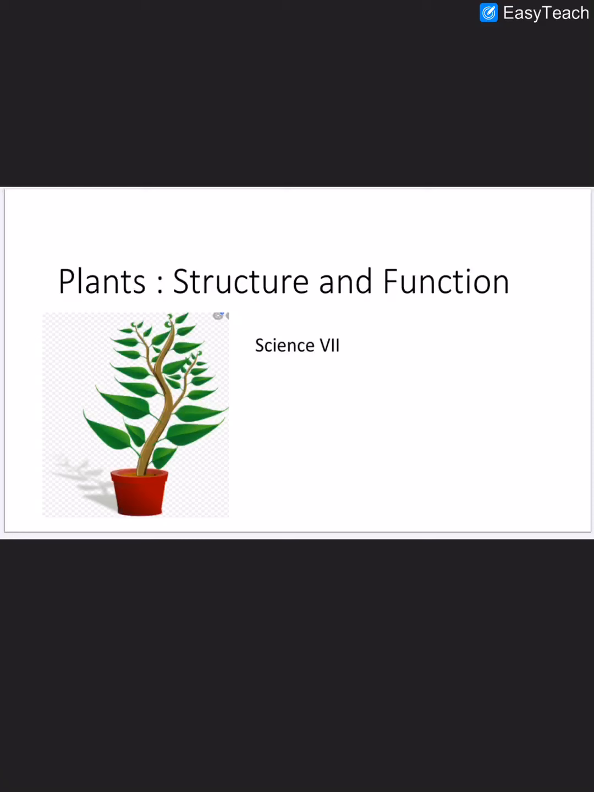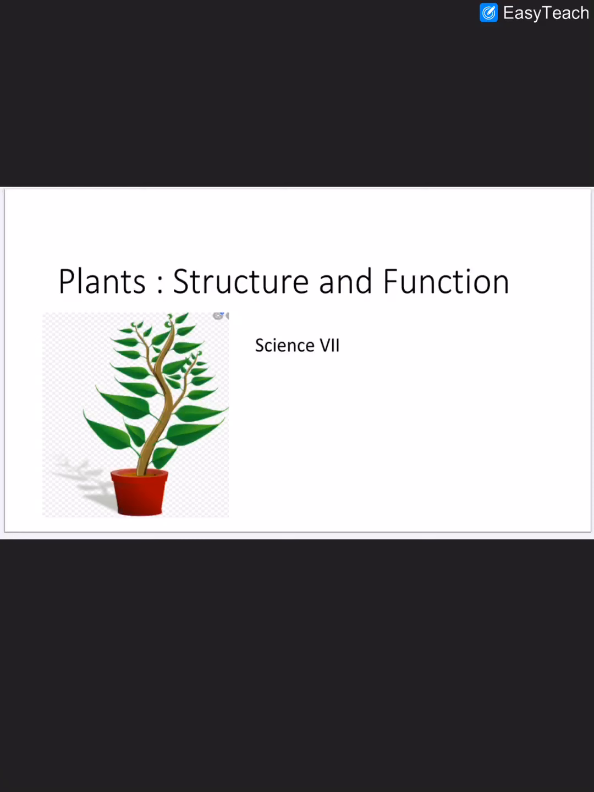So 7th standard science, we are going to discuss chapter 2. Chapter name is plant structure and function. As the name indicates, we are going to discuss plant structure and what the functions of different parts of the plant are, that is, the structure of a plant.